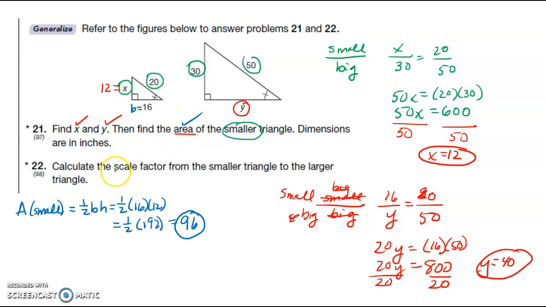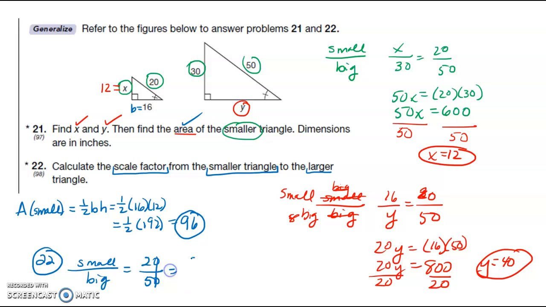Then it says, calculate the scale factor from the smaller triangle to the larger triangle. And I can do that by going small to big. And again, I can do the 20 is to 50. And then I can reduce. So my scale factor is 2 to 5.